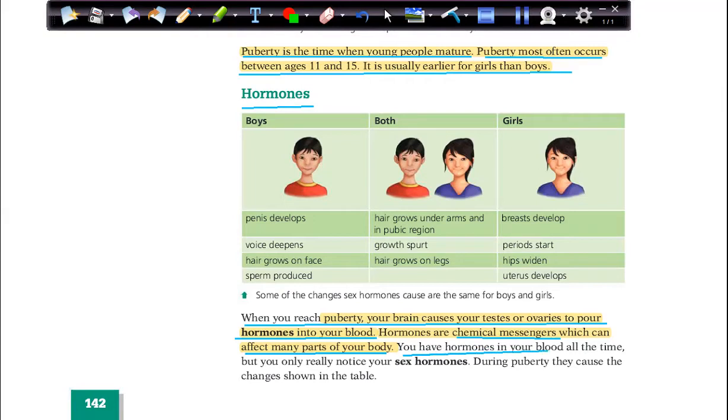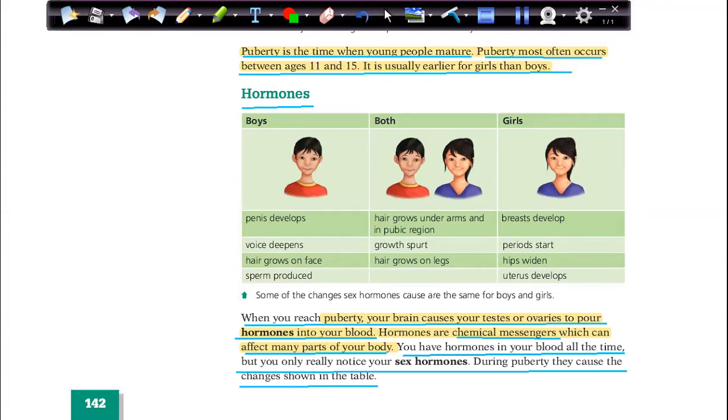You have hormones in your blood all the time, but you only really notice your hormones during puberty. They cause the changes shown in the table. Okay, we will see the table after a few minutes. But what are these hormones, and why do we have them in our blood? In general, we have these hormones all the time in our blood, not just in the puberty age. But we can notice these hormones in our puberty age, okay? And why is this? Because they can change a lot of things, and very obvious things, in our body.